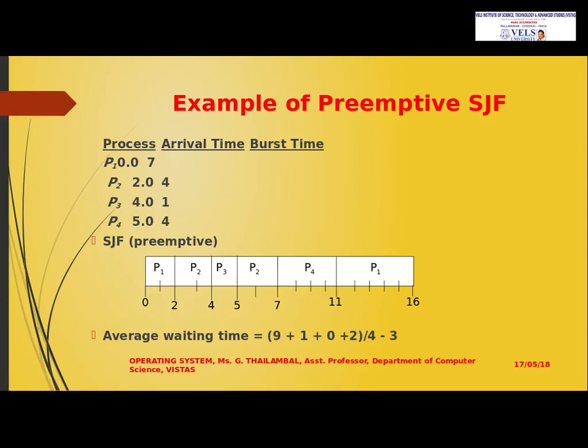So we have to calculate the average waiting time. Process P1 didn't wait for anything at the start, but we cannot say it is 0, because P1 gets completed only by the 16th millisecond, so it waited for some time. We have to check that value. Process P1 waited for 11 milliseconds, but that is not the actual waiting time. Why? Because P1 has already completed its execution for 2 milliseconds.